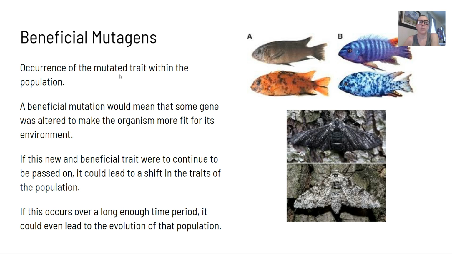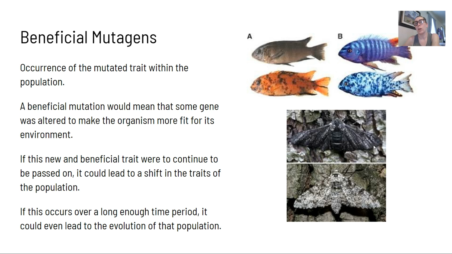So some might be beneficial. The occurrence of the mutated trait within the population. Okay, so that means that it's more than one organism starting to be more prevalent within the population. A beneficial mutation would mean that some gene was altered to make the organism more fit for its environment.